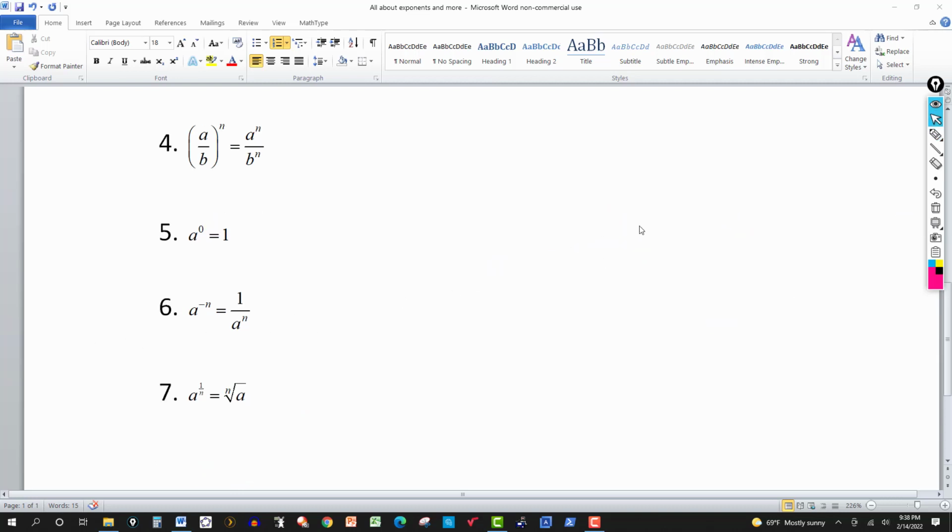Okay, number 6. Talked about this one already. This is saying if you have any number to a negative power, that's going to be 1 over that same base with a positive power. So if you have 2 to the negative 3. Now 2 to the 3, if it's positive, that's 8. But if it's negative, it's 1 over 2 to the 3, which is 1 over 8.